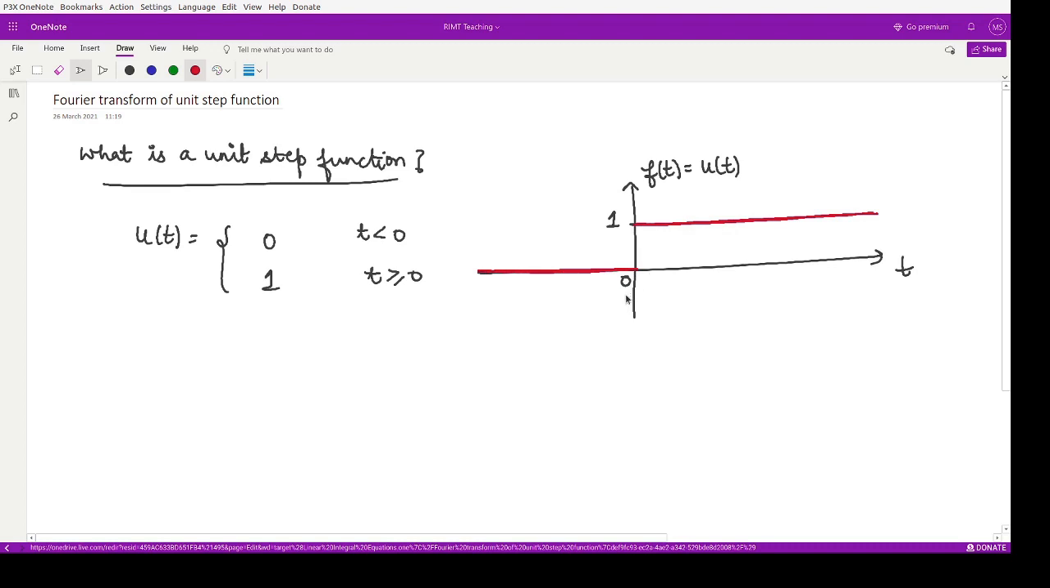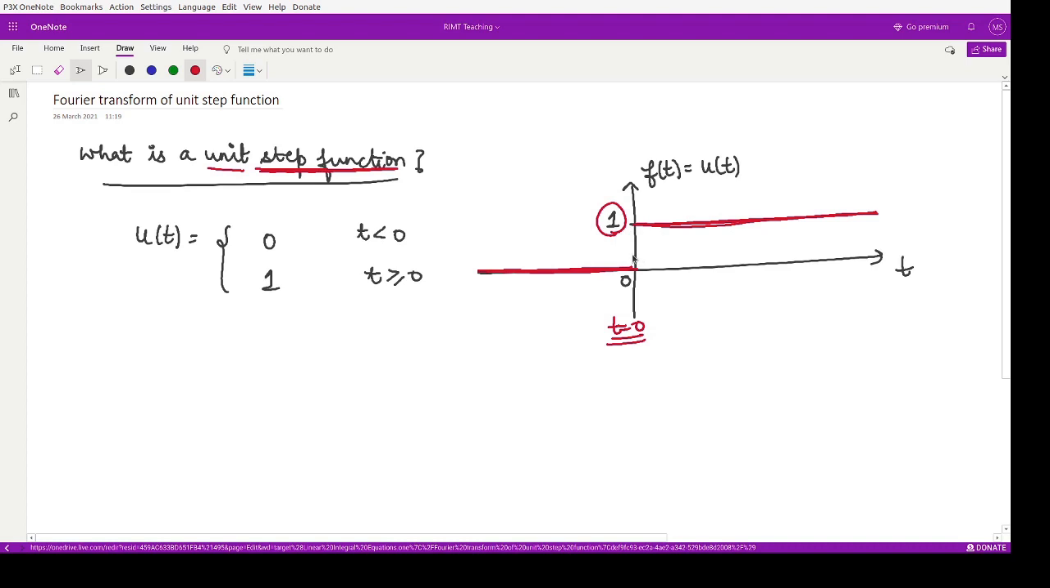That means at the point t equal to 0, we have a discontinuity. From the left hand side its value is 0, from the right hand side its value is equal to 1. Therefore this function is known as the unit step function because it has a step-like structure, and moreover it is a unit step function because the magnitude here is unity. That is why this is the unit step function.